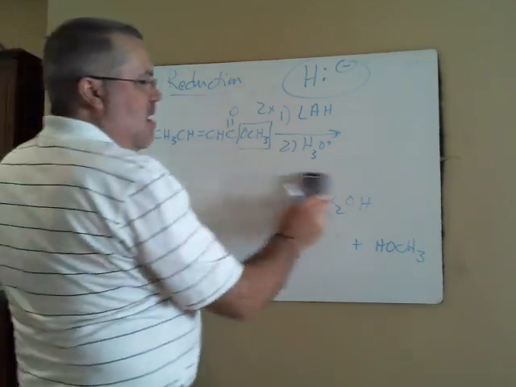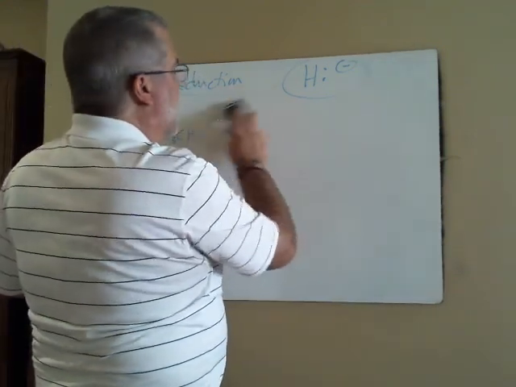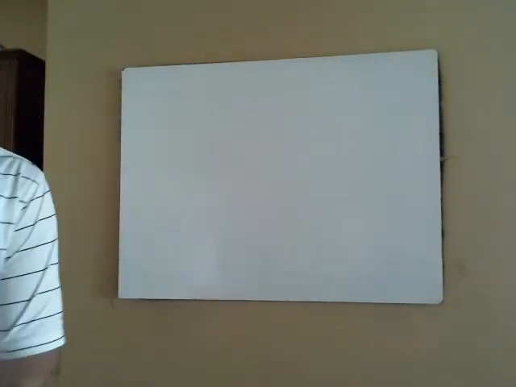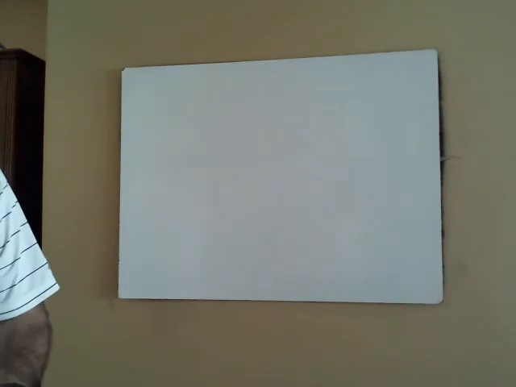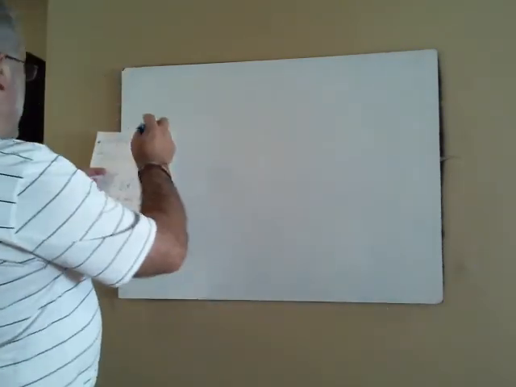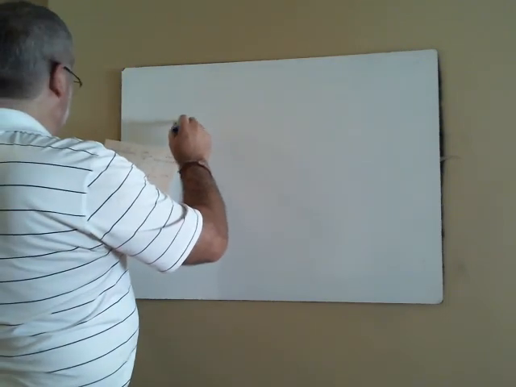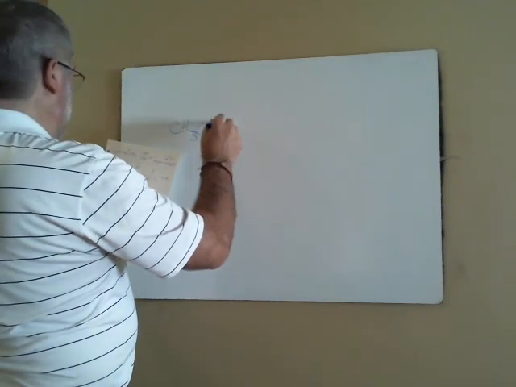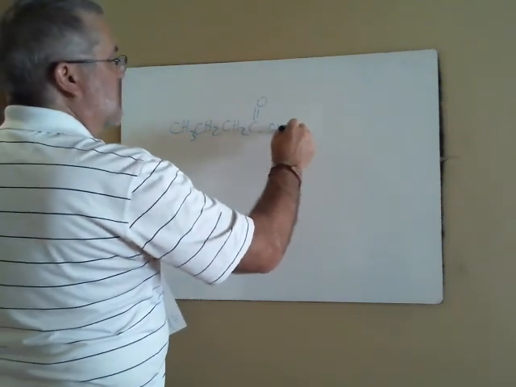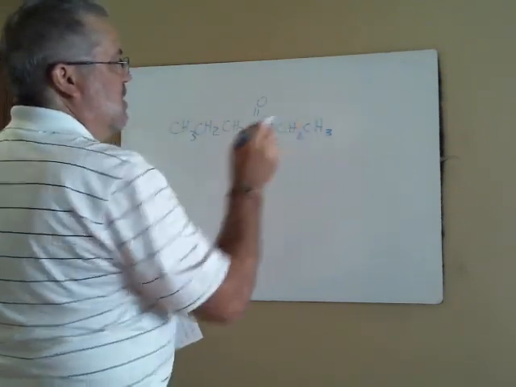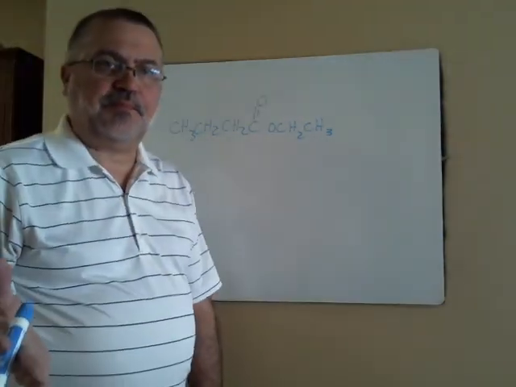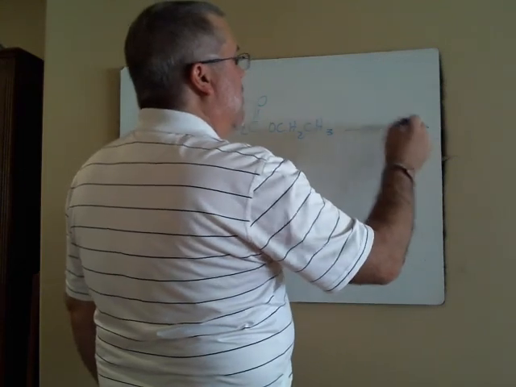Wouldn't it be nice if there were a way of stopping this after one equivalent of hydride added? We've seen an example of that with acid chlorides and other things also. Basically we do it like we did before. We have to change the reducing agent to something that is not as reactive, and in this case because of sterics, do you remember what we used? It's called DIBAL.